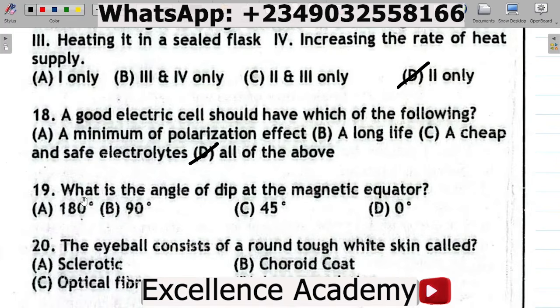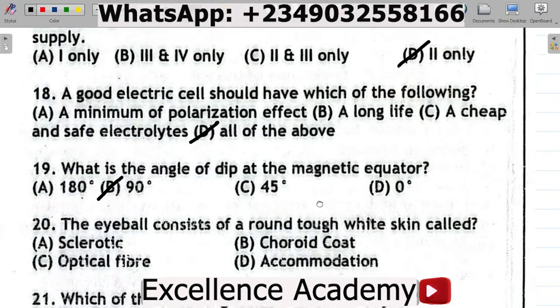Question 19. What is the angle of dip at the magnetic equator? A, 180 degrees. B, 90 degrees. C, 45 degrees. D, 0 degrees. Now, this is under the topic magnetic field, all right? For the correct answer here, the correct answer is B. It's at 90 degrees, all right? So 90 degrees is the angle of dip at the magnetic equator, all right? So you can check the video or your text on magnetic field and you see more explanation on this.